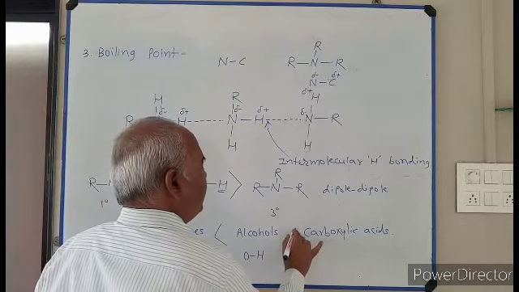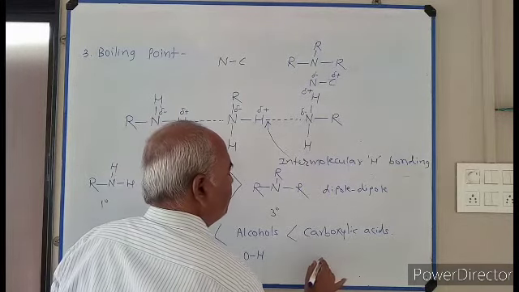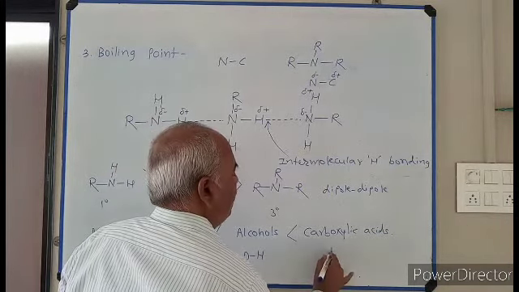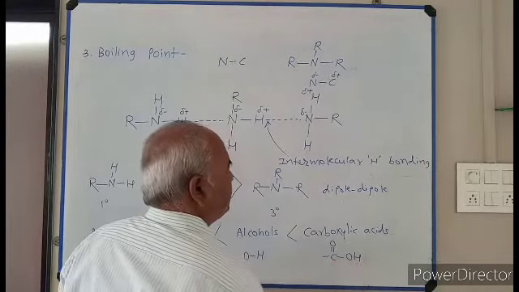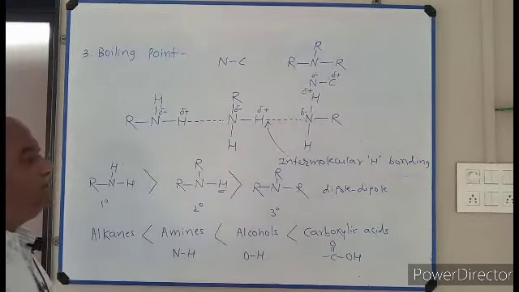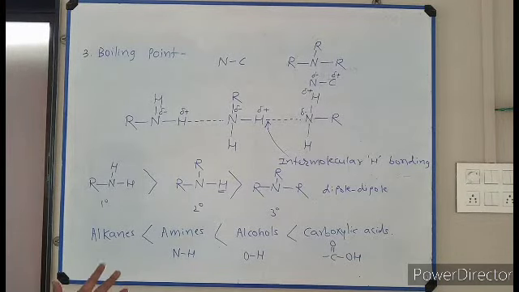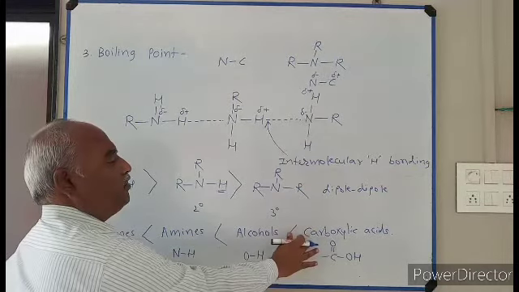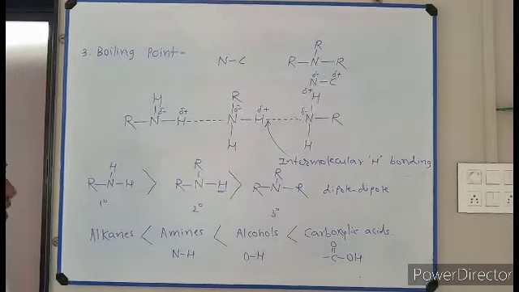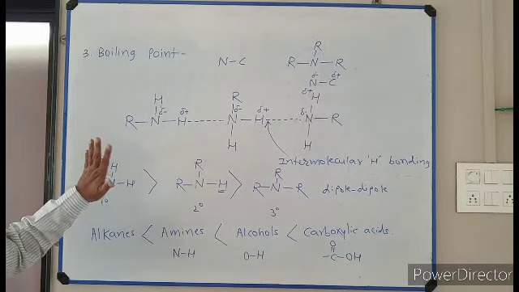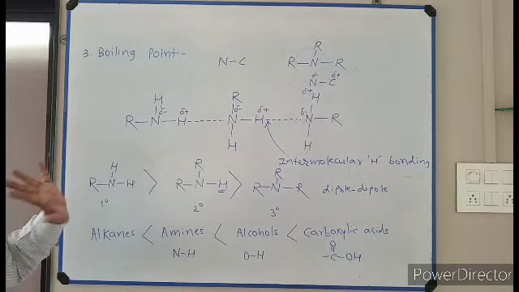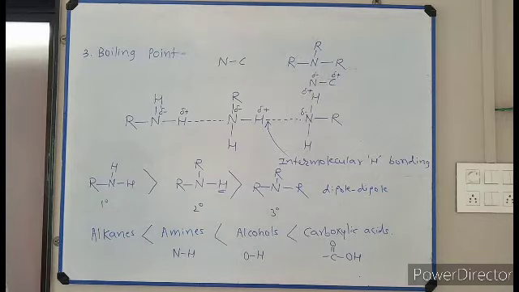In carboxylic acid, the C double bond O and OH group are present. Therefore, there is dimerization and the strength of hydrogen bonding is strong. Therefore, they have a high boiling point. So this is about the third physical property, that is boiling point.